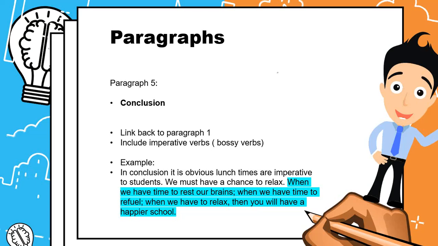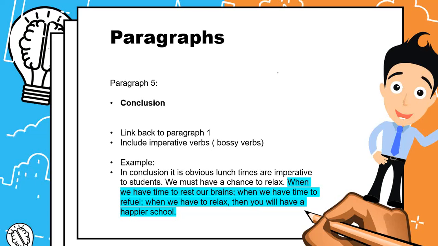An example: in conclusion, it is obvious lunchtimes are imperative to students. We must have a chance to relax. When we have time to rest our brains, when we have time to refuel, when we have time to relax, then you will have a happier school. And again, this is another sentence type. So it's the language technique as well as we have repetition. When. We're using repetition to emphasize our points. And this again, it's known as a when, then sentence. But look at my sentence uploads, and you'll see a whole variety of different sentence types and where we can use them.